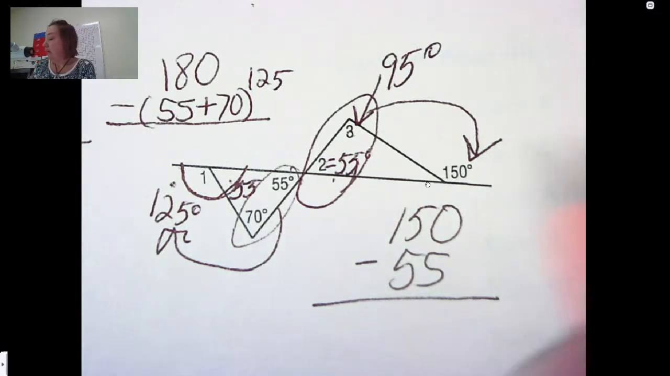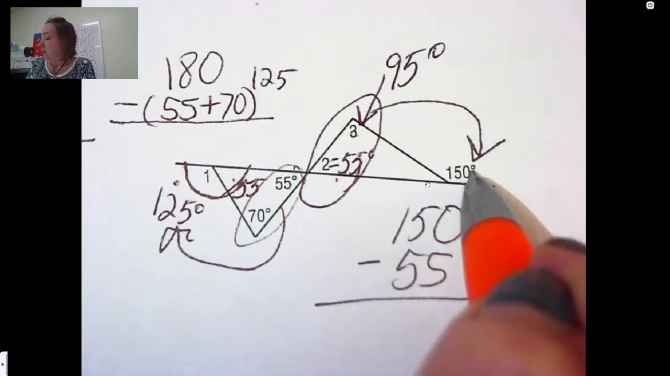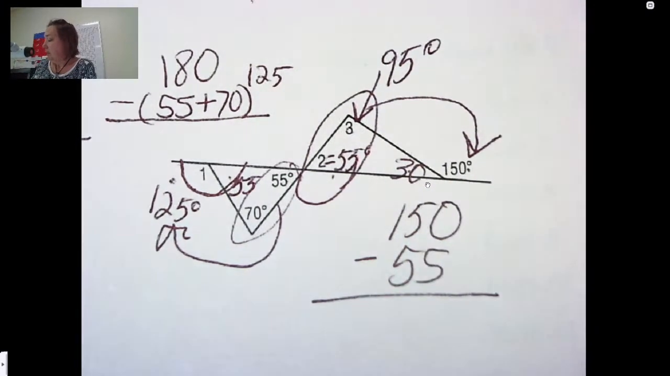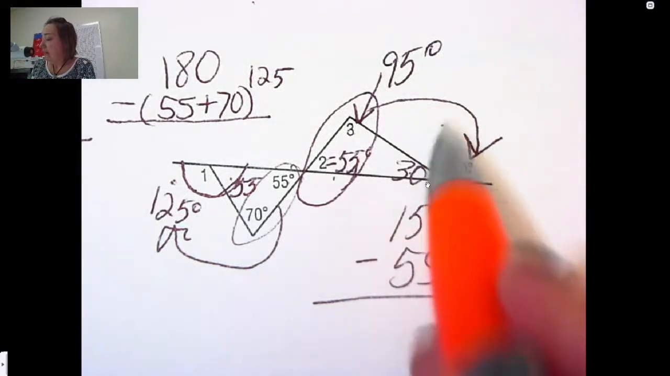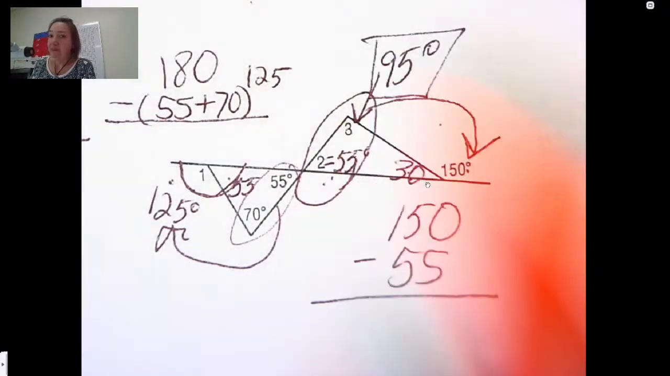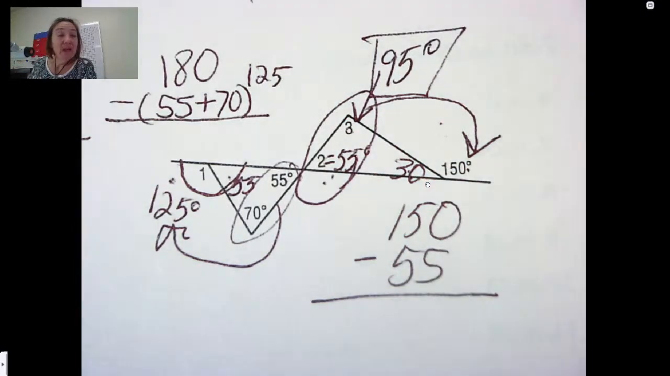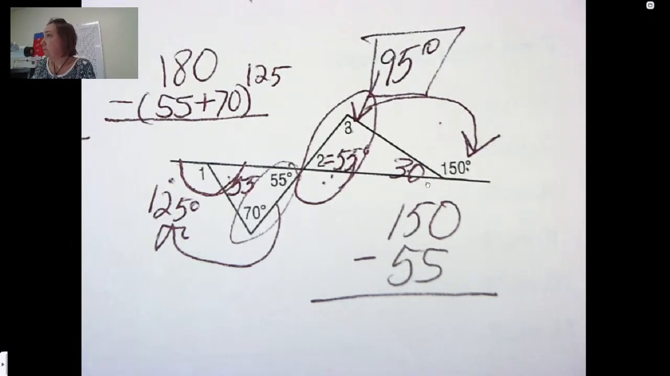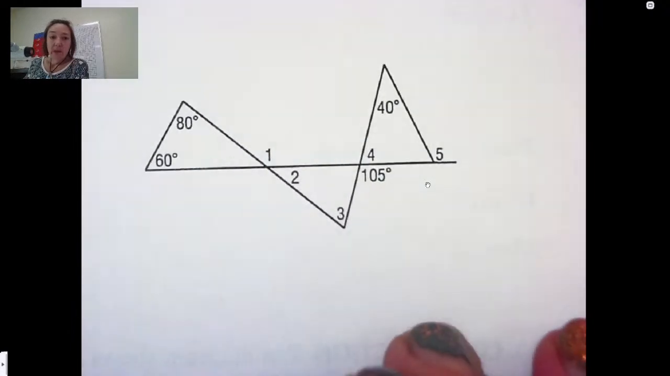Now, we could have done 180 minus 150 and got that this was 30. We could have done that. And then we could have done 180 minus 30 minus 55, and we still would have gotten that that was 95. So either way works. This is just faster. Y'all see what I'm saying? All right, so let's look at the next bunch here.